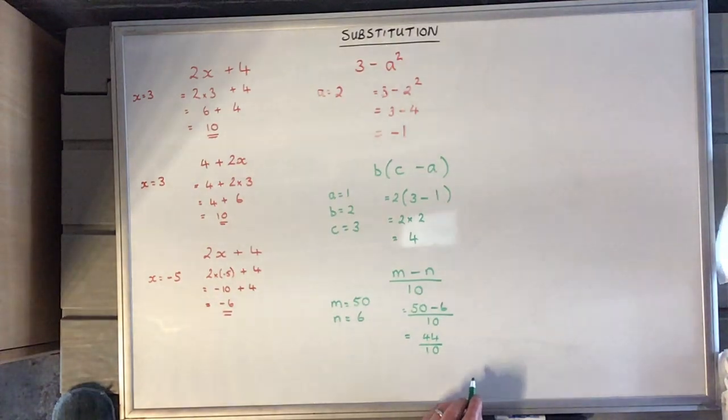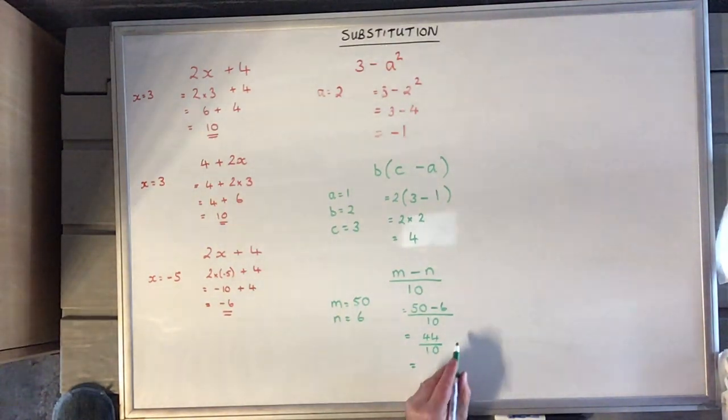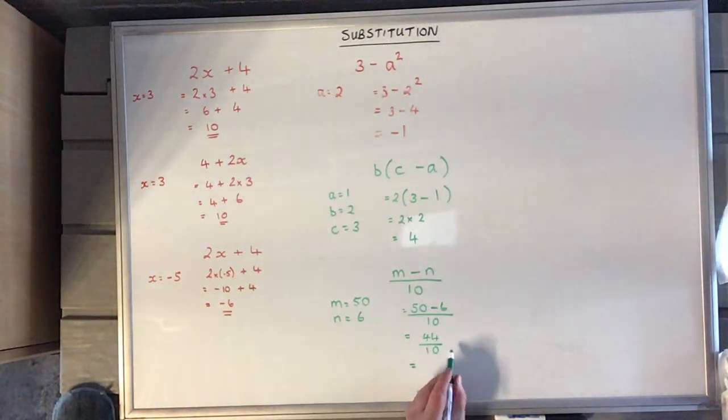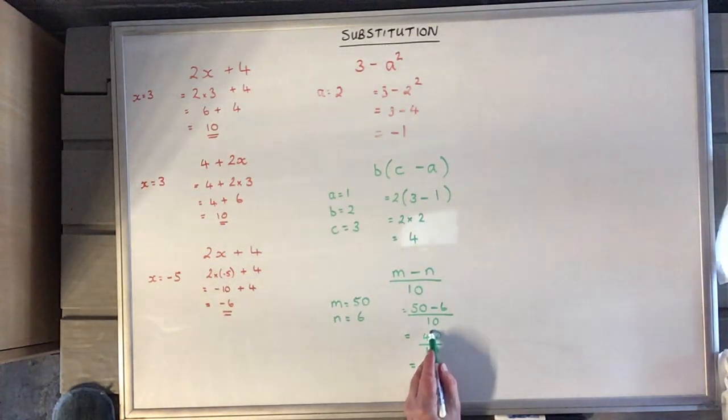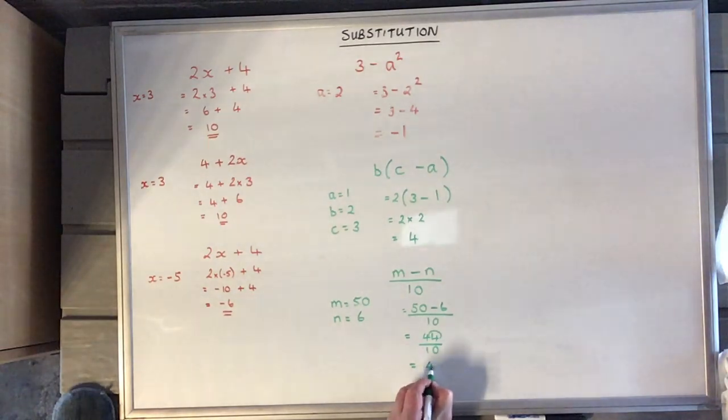Well, we should all know how to divide by 10. Move the point one place to the left. If you don't see the point, it's at the end of the number. It's a whole number, so the point's at the end, and we divide by 10. So my answer is 4.4.